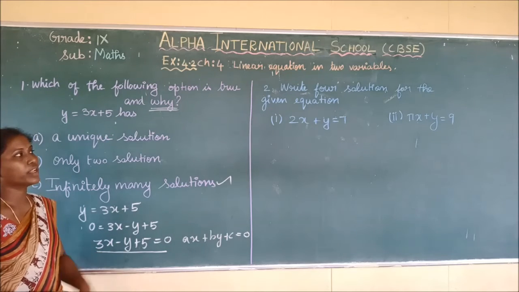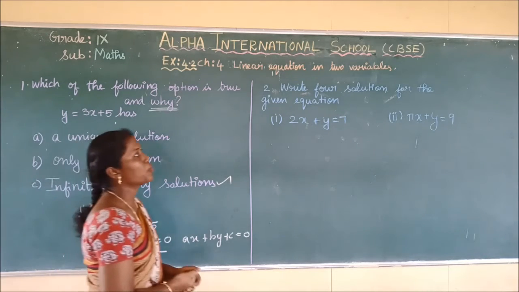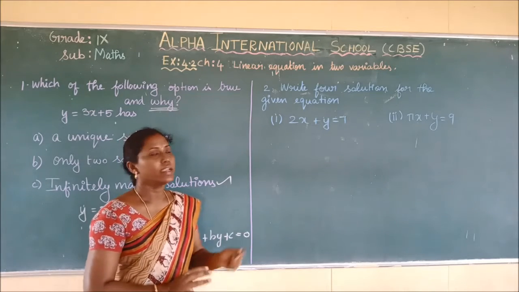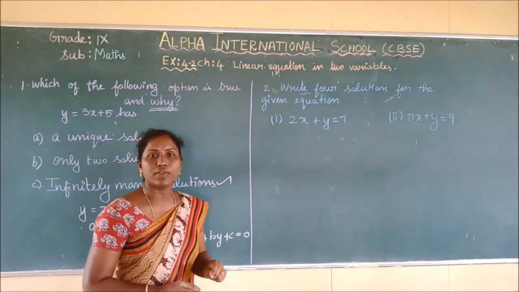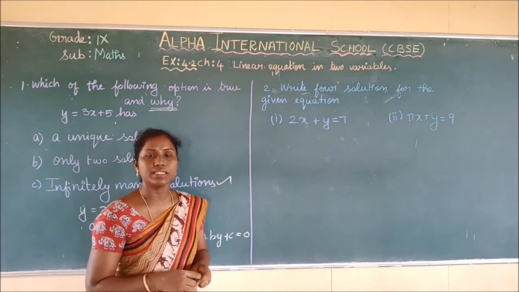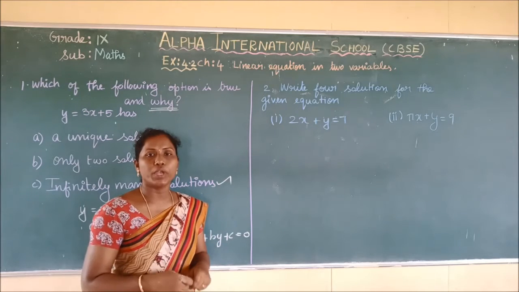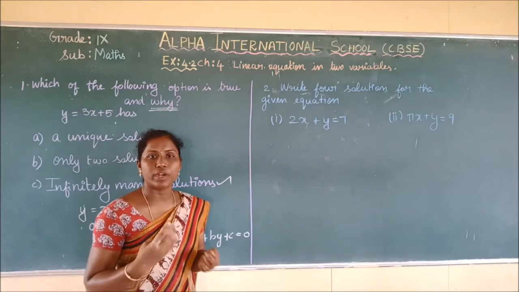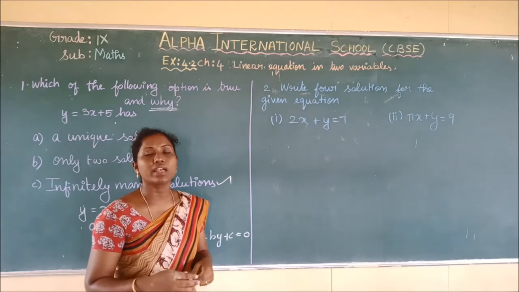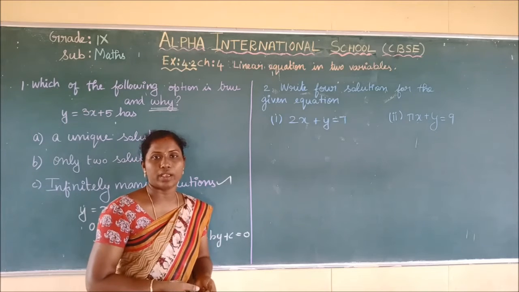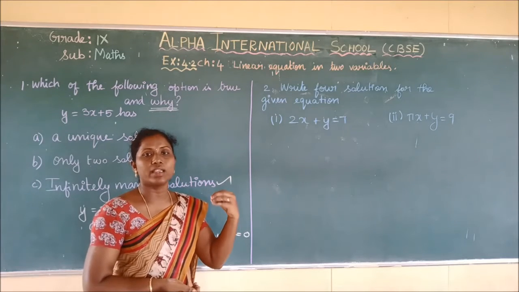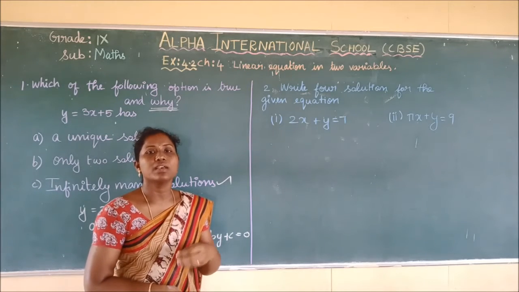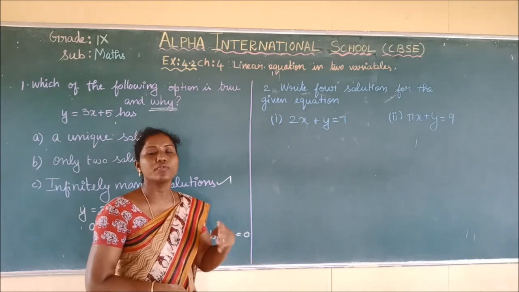Okay, fine. Now see the second problem. Write 4 solutions for the given equation. Here some equations are given. We have to find 4 solutions for each equation. How are we going to find this? In general we are going to substitute any 4 values for x, and find the corresponding value of y. We can take any integers, whole numbers, natural numbers, anything. We are going to take any 4 values.